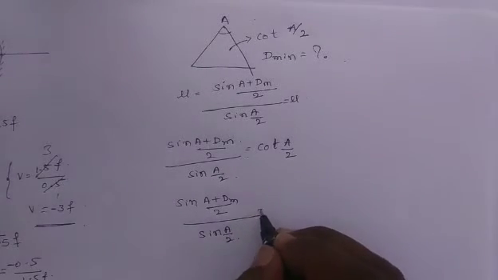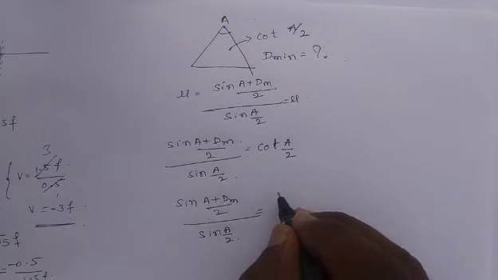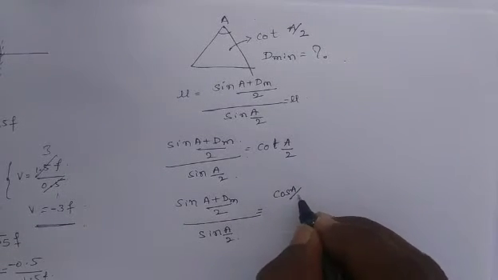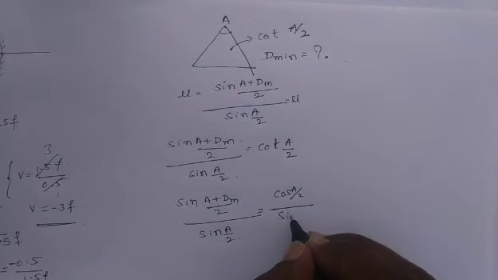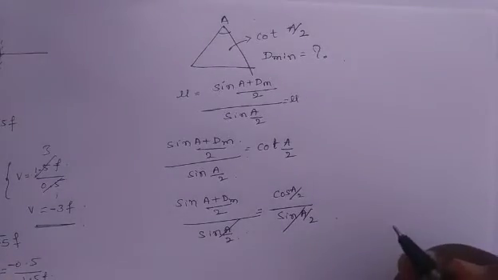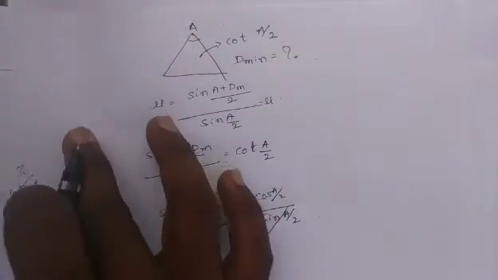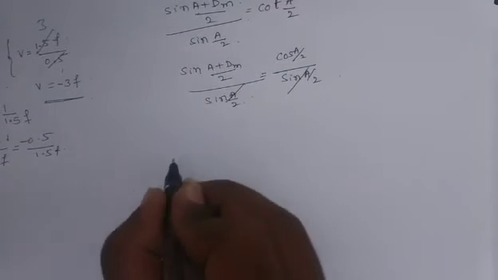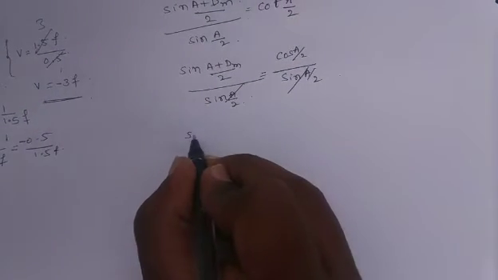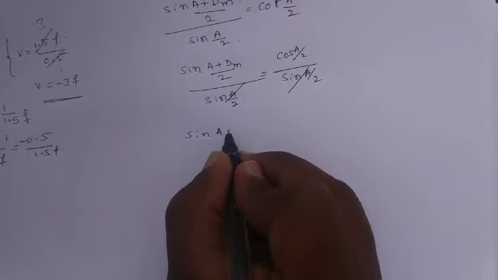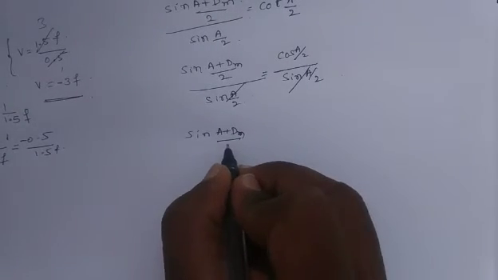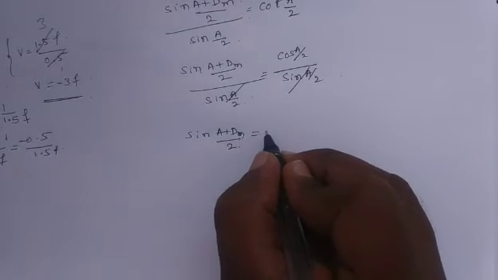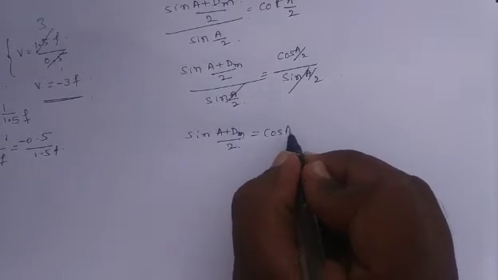Cot A by 2 splits into cos A by 2 divided by sine A by 2. So sine A by 2 is cancelled, and so sine of A plus minimum deviation divided by 2 is equal to cos A by 2.